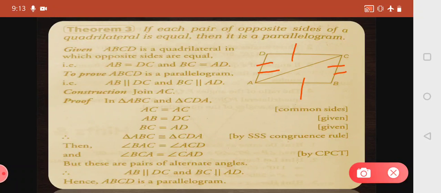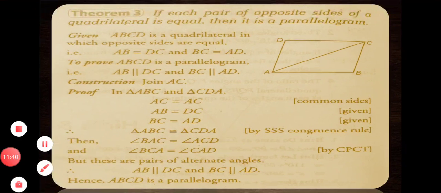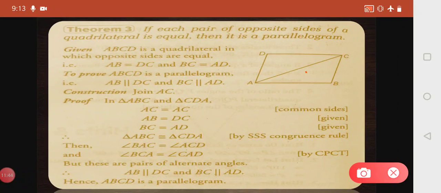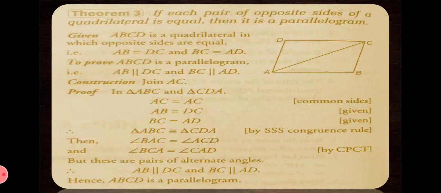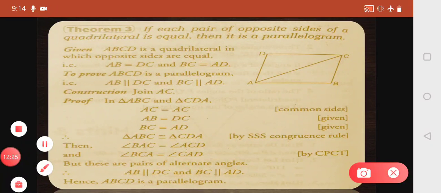Now for proof, in triangle ABC and triangle CDA, AC is equal to AC. This is common. Already it is given AB equal to DC. This is given. Also it is given BC equal to AD. So according to the SSS congruence rule, we get triangle ABC congruent to triangle CDA by SSS congruence rule.